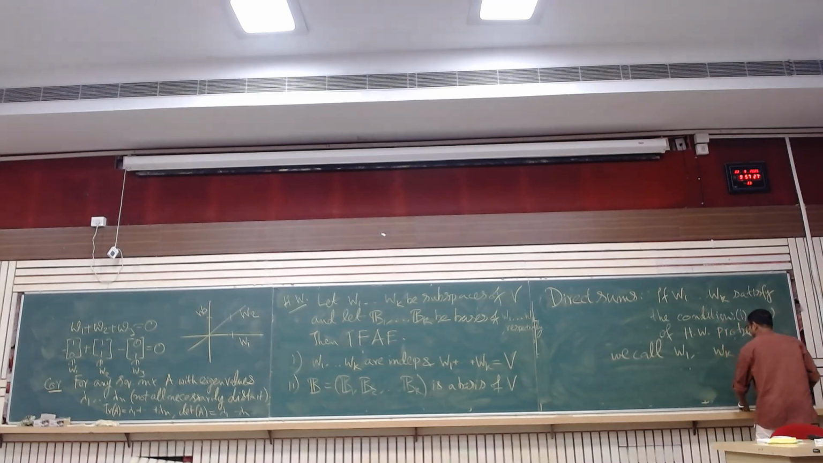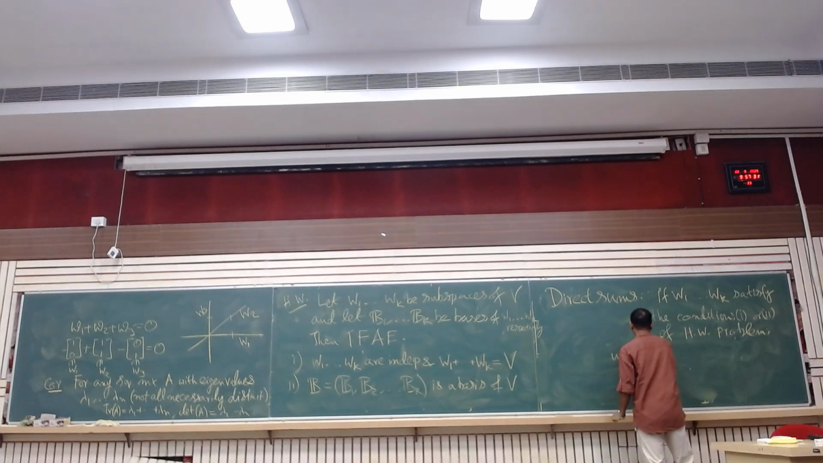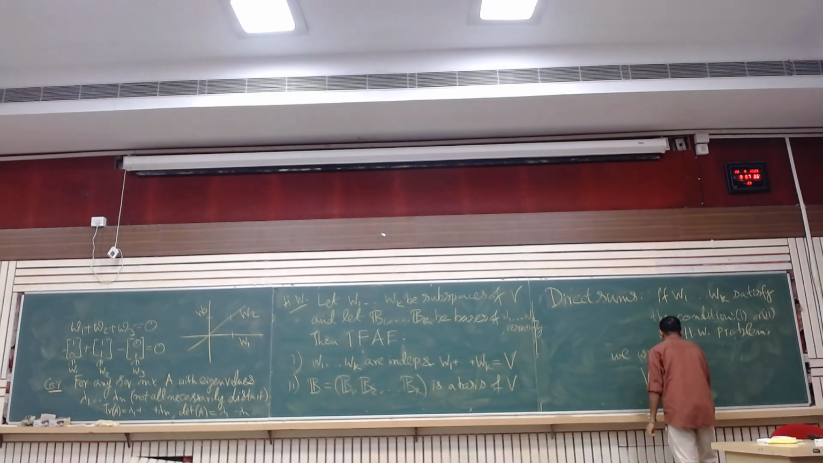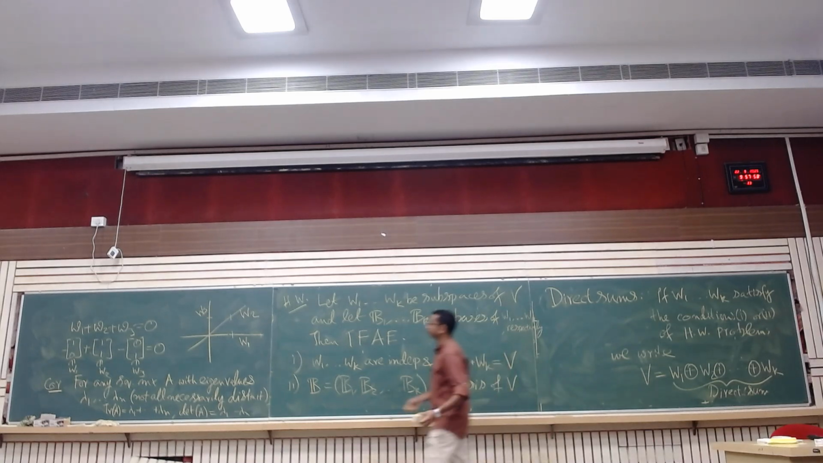No, we don't call them anything. We already say that they are independent. We write V is a direct sum, which we denote by this, of these subspaces. Okay, direct sum of W1 to Wk. All right. Okay. Now a quick example.